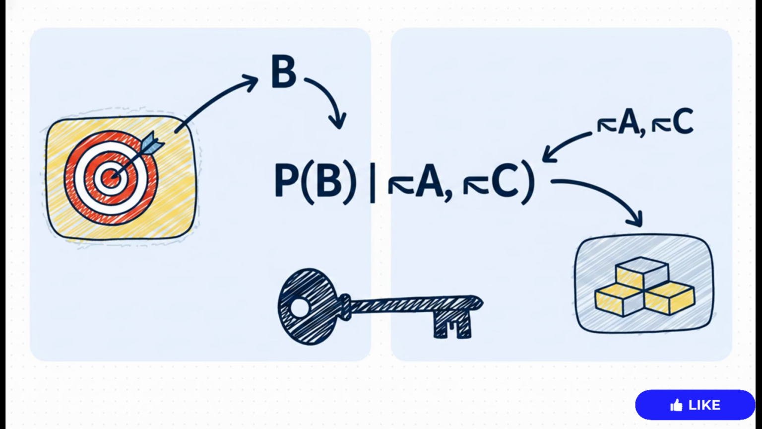So let's apply that to our question. P of B given minus A, minus C. What are we asking about? We're asking about B. So B is our query. And what information are we given? We're told that we have minus A and minus C. That's our evidence. So A and C are our evidence variables. Getting this distinction right is the key that unlocks this whole method.